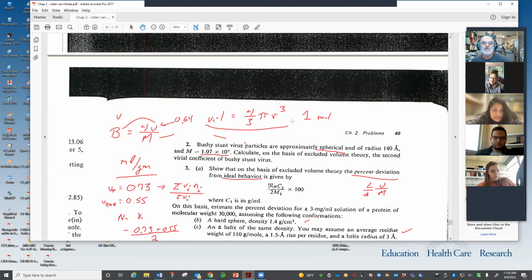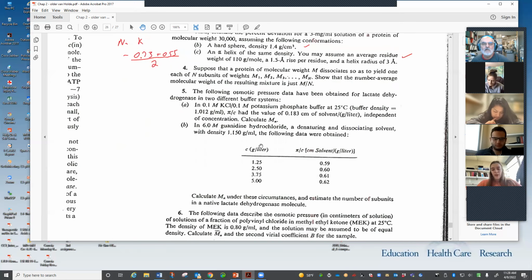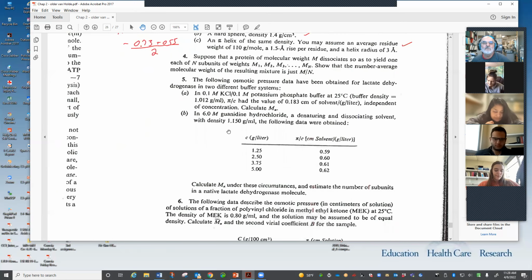Okay, what was next? I think I asked number 5. Yeah, osmotic pressure data. And so it's basically calculate M sub n. So it's basically using the equation in this chapter that plots osmotic pressure versus concentration, and you can get the number average molecular weight from that type of calculation.